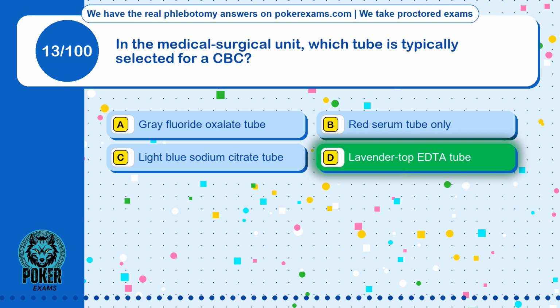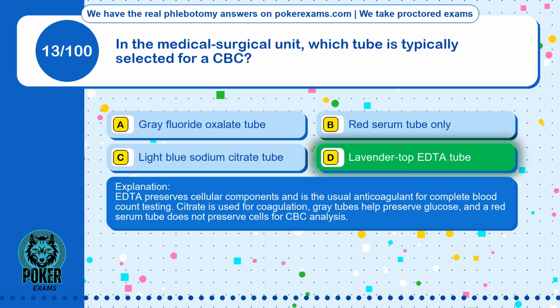The correct answer is option D, lavender top EDTA tube. EDTA preserves cellular components and is the usual anticoagulant for complete blood count testing. Citrate is used for coagulation, gray tubes help preserve glucose, and a red serum tube does not preserve cells for CBC analysis.